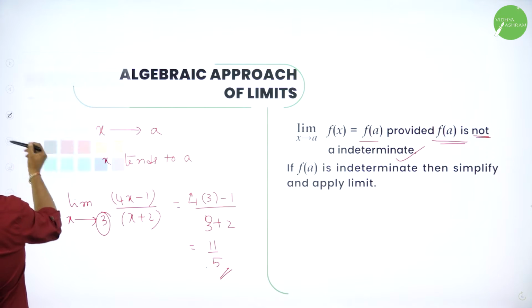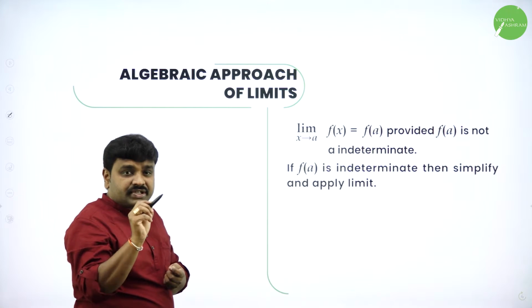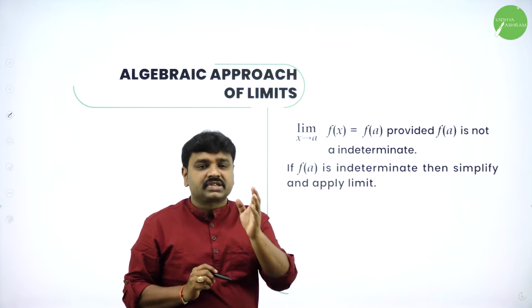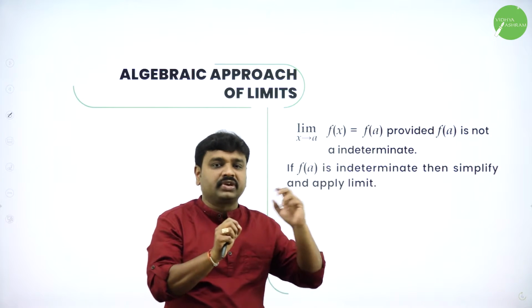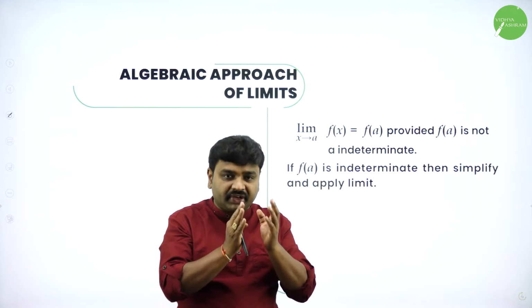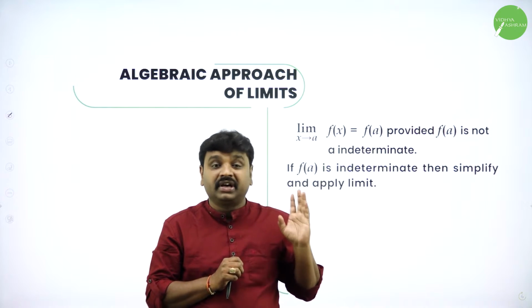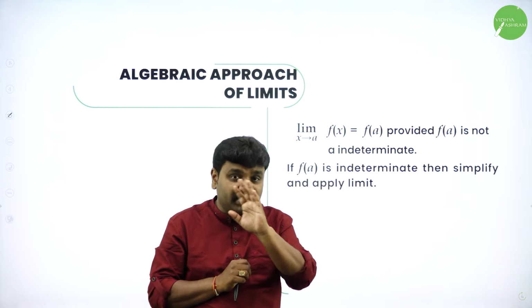I will take some problems to demonstrate. First you should know, limit x tends to a of f of x means in the place of x put a. After you put a, you will get f of a. The f of a value should be a unique value. It should not be indeterminate. The answer you get should not be indeterminate.